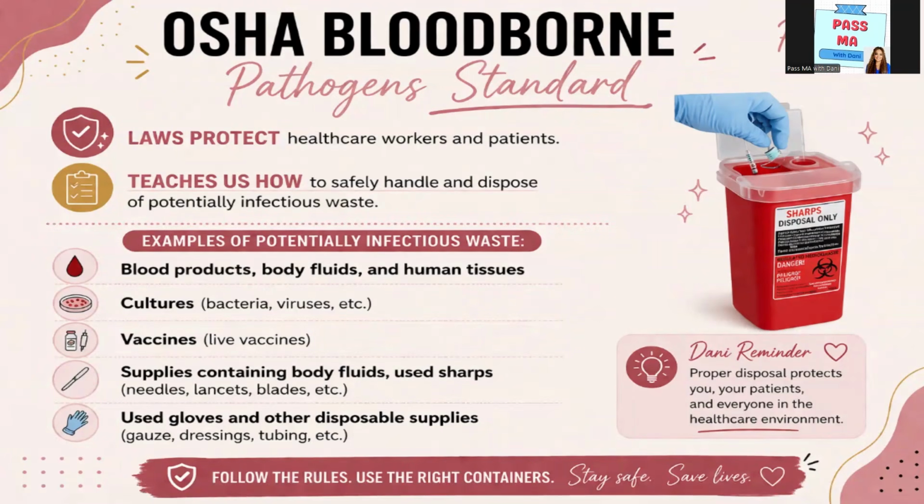from exposure to infections. Now, one of the biggest things that OSHA focuses on is how we handle and how we dispose of potentially infectious material. So now we're talking about things like blood, body fluids, human tissue, cultures, and even used supplies like gloves or anything that has been contaminated. All of that has to be handled properly and placed in biohazard containers. There are no shortcuts to this.